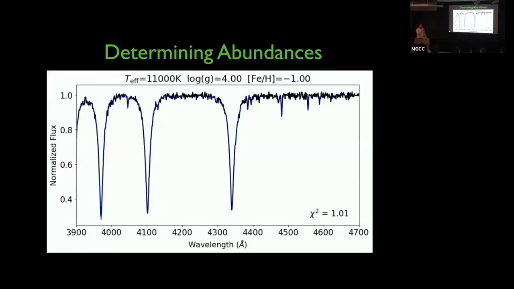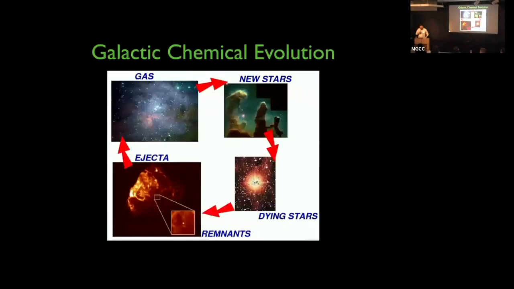Since we're looking now at many thousands of stars, it takes too long to run spectral synthesis for each one of these sets of parameters. So there are certain shortcuts that people take. But that's kind of the general idea.